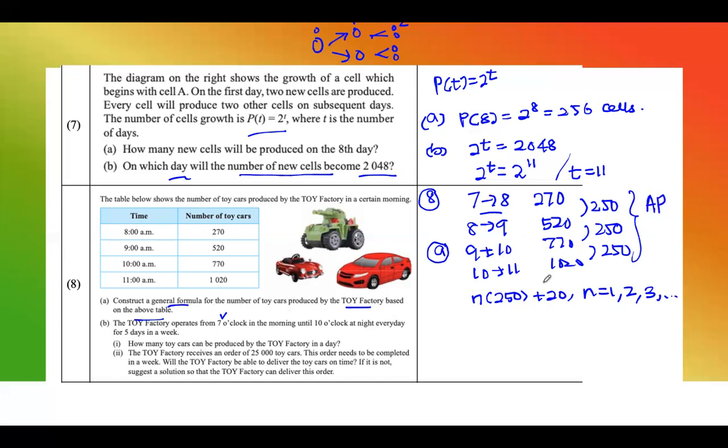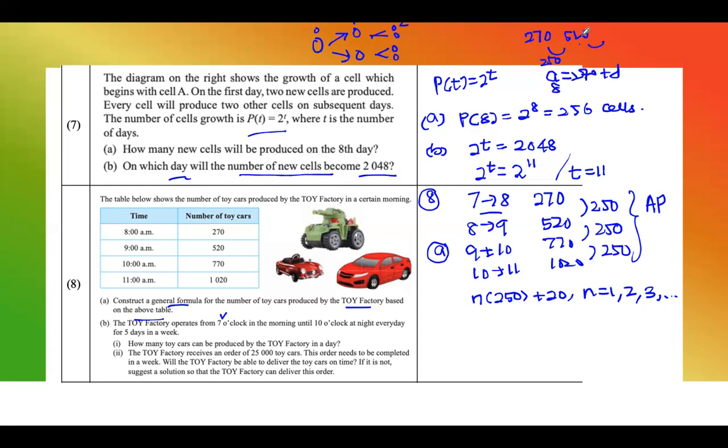So when you learn the AP, then maybe you won't get the same formula like this. Because if you start as 270, then the difference is 250, right? So therefore you will say this is A. The first hour A is 170, then the second hour is plus d. This is the second hour, right? So the first hour will be 8 o'clock, then the second hour will be 9 o'clock, right?